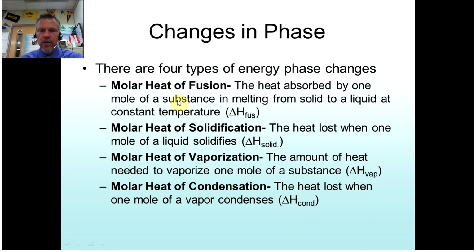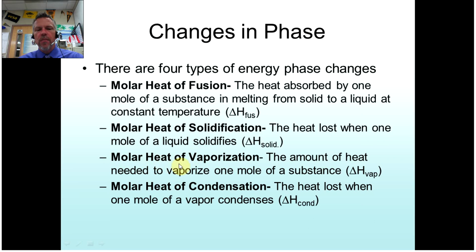And of course, water is going to have a different molar heat of fusion than ammonium chloride is going to have, which will be different from elemental aluminum, whatever. Each compound or element will have its own molar heat of fusion. The reverse of that process is called the molar heat of solidification. That's the heat lost when 1 mole of a liquid solidifies. And we abbreviate that delta H solid for solidification. All right.